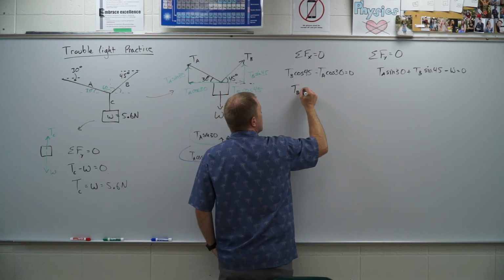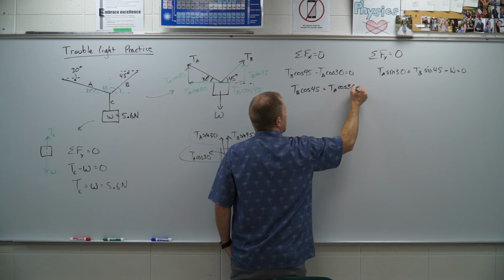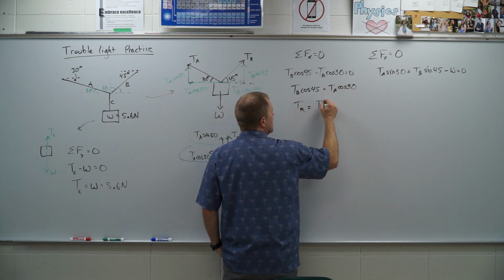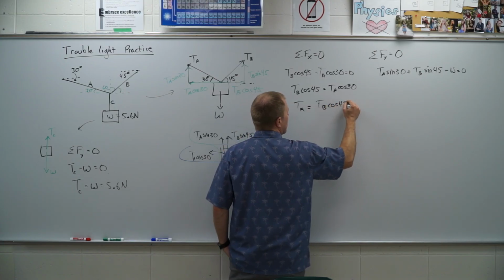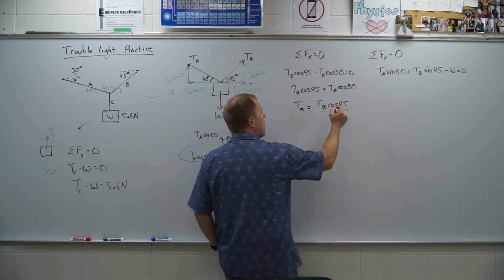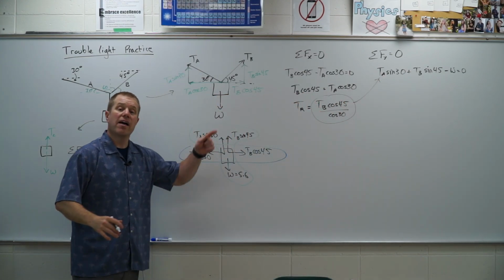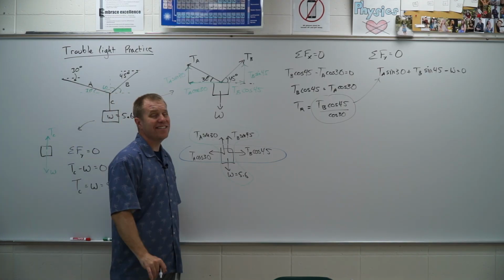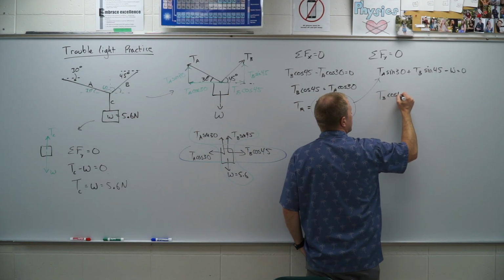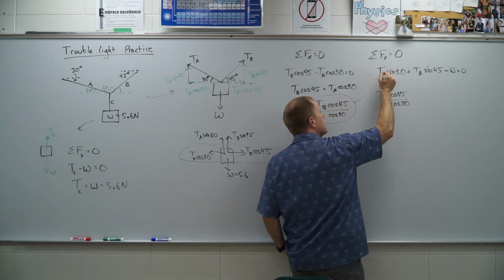So I have TB cosine of 45 equals TA cosine 30, and then I'll just divide that cosine 30 over. So I have TA is equal to TB cosine 45, all divided by the cosine of 30. What I can do now is substitute all of that in for TA here, and now I'll have an equation that only has TB in it. Okay. So I have TB cosine of 45 divided by the cosine of 30. So that's all I've substituted in for that TA.